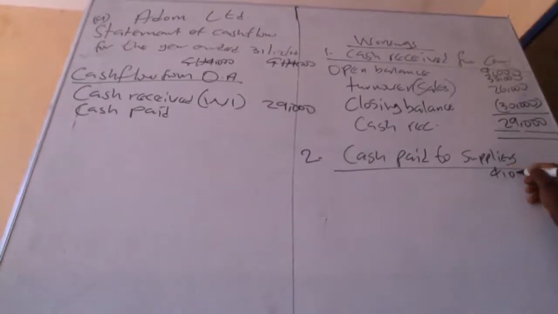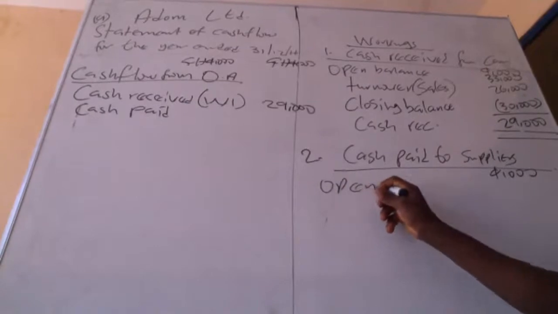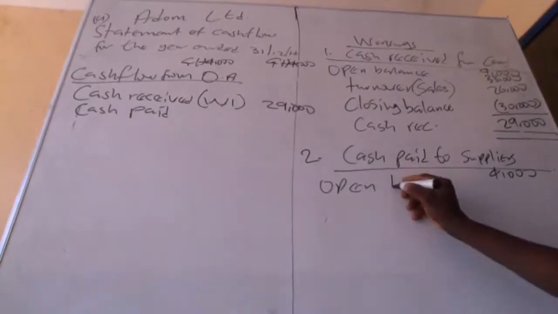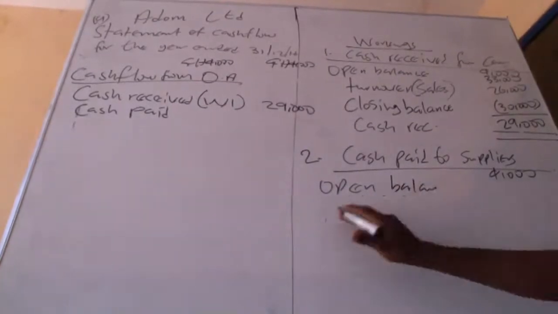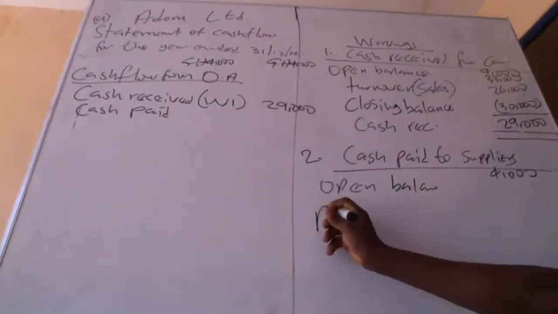Ghana cedis in thousands. That one too. Open balance of suppliers, that's the creditors. Open balance of the trade creditors or the payable. So open balance, that item, that is purchases. Purchases for 2016, so that's purchases.